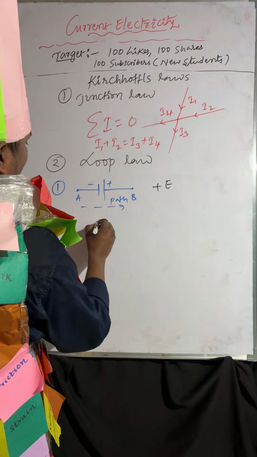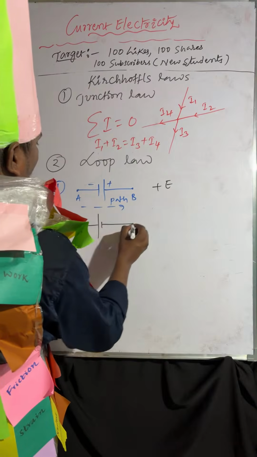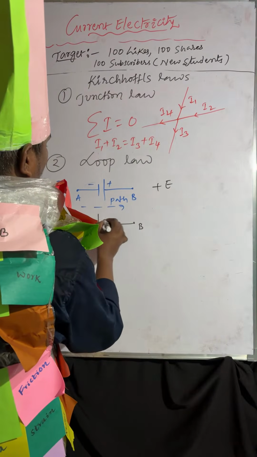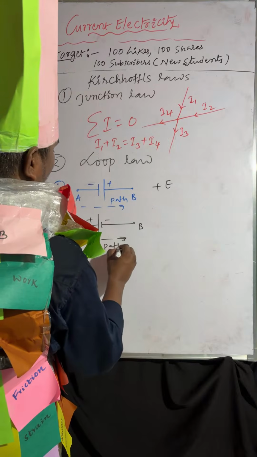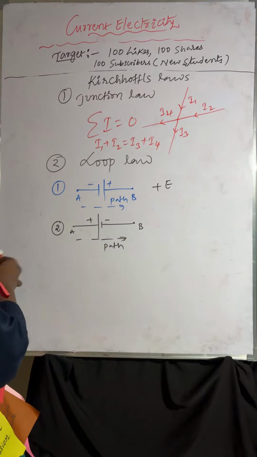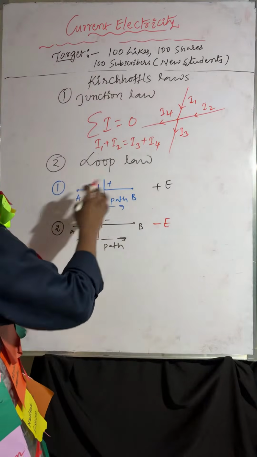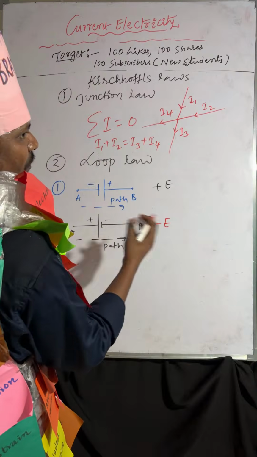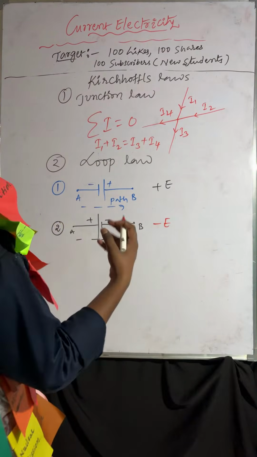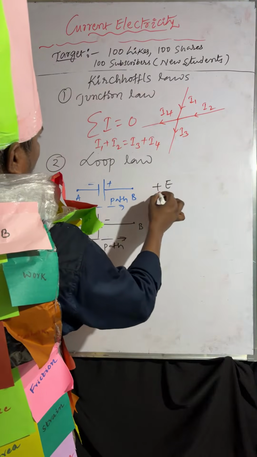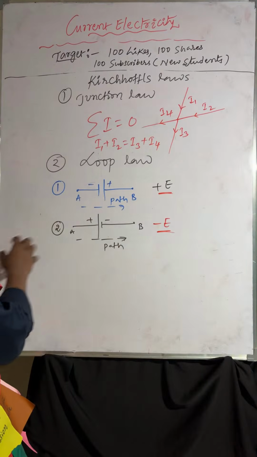Coming to the second one, you are moving from the positive terminal to the negative terminal. So positive, negative, this is the path. So the EMF of this cell is negative. One thing you have to remember is where you are finally reaching, the final destination. Here positive, so positive EMF; here negative, so negative EMF. Only think about the cell.